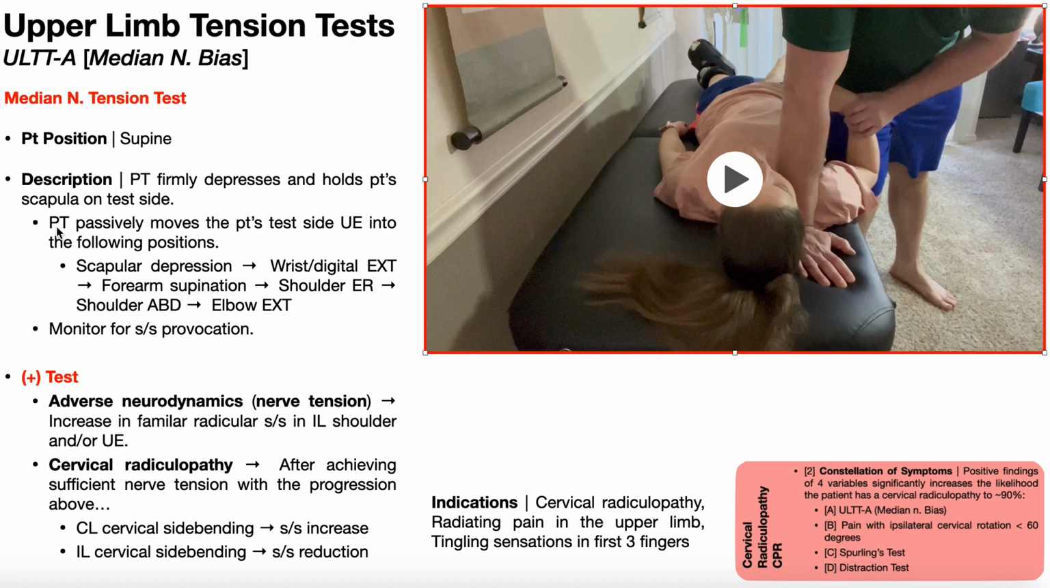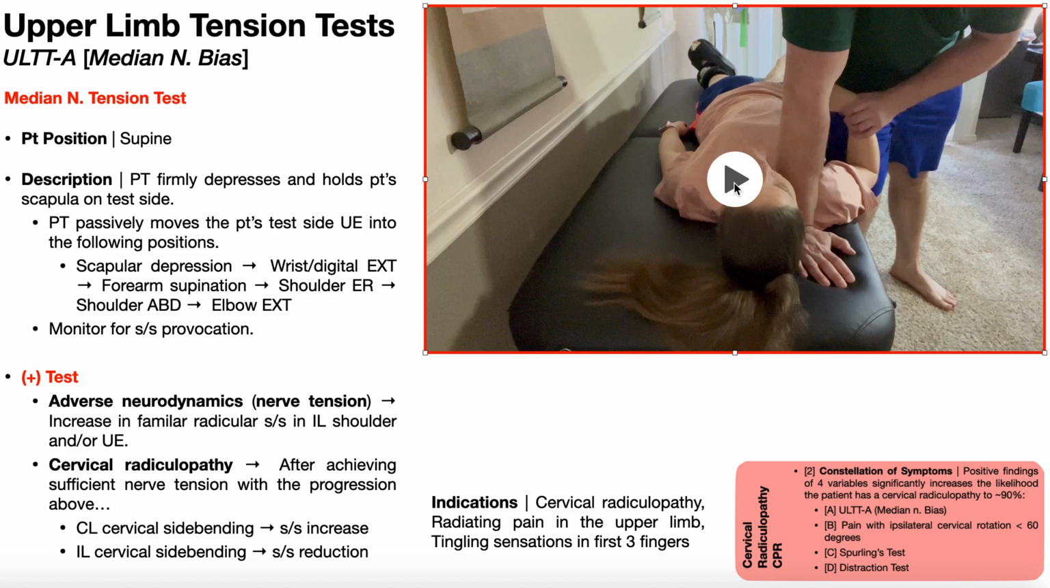Now, I'm then going to passively move her test side upper extremity, the right side, into the following positions. So we already have scapular depression maintained. These other positions, depending on the source, you might see them listed in a different order. Each of these movements is going to slowly build up more and more tension on that median nerve, so technically the order of these movements does not matter. This is the order I'm going to choose to show you them.